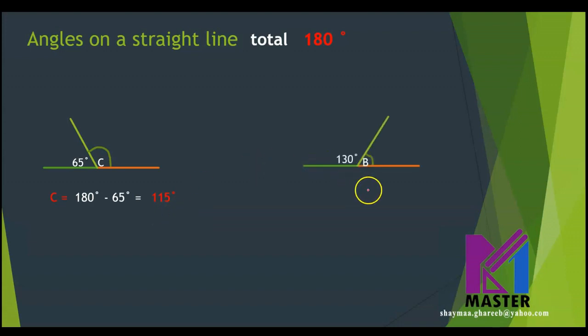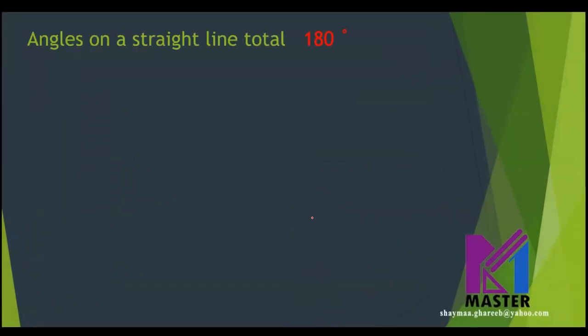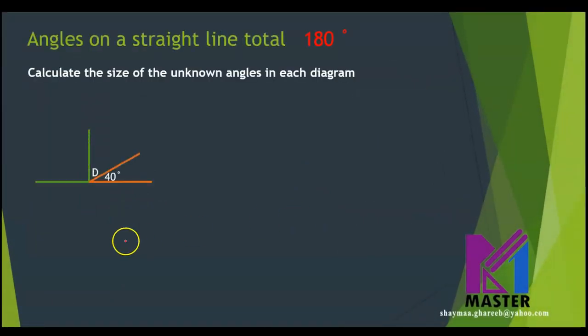Now look at the second diagram. I have two angles on the straight line. So these two angles must add up to 180 degrees. One of them is 130 degrees. So angle B equals 180 minus 130, which equals 50 degrees. So the size of angle B is 50 degrees. Is it clear now? Let's see a different example.